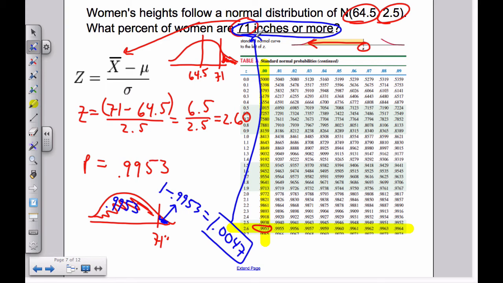Again, why did we subtract from 1? This table always finds from this number on down. So 71 inches or less is 0.9953, but because they've said or more, and I've shaded to the right of my picture, then my probability needs to be subtracted from 1 like we did here, and you get your 0.0047.